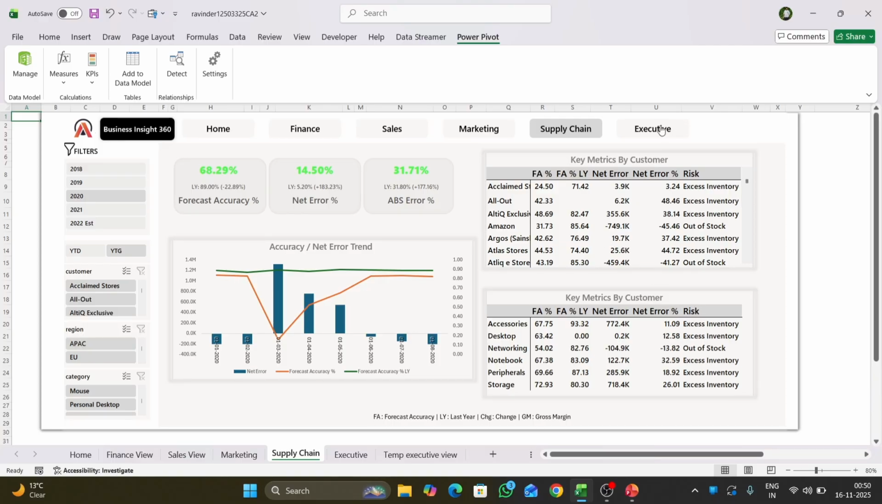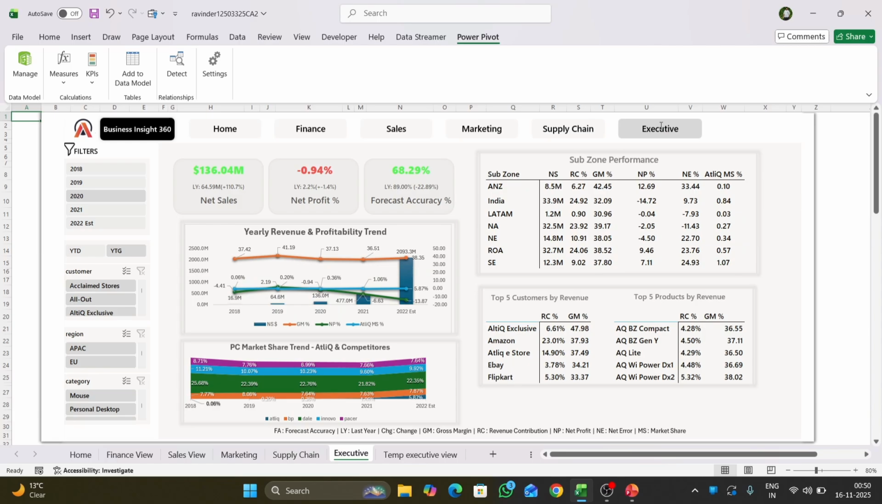Now let's see the executive view. The executive view is a summary dashboard showing the complete business health here. At the top level, we have 3 KPIs: net sales, net profit percentage, and forecast accuracy percentage. Then we have revenue and profitability trend. In this chart, we display the long-term movement of net sales, gross margin percentage, net profit percentage, and AtliQ market share percentage. Then we have PC market share trend.